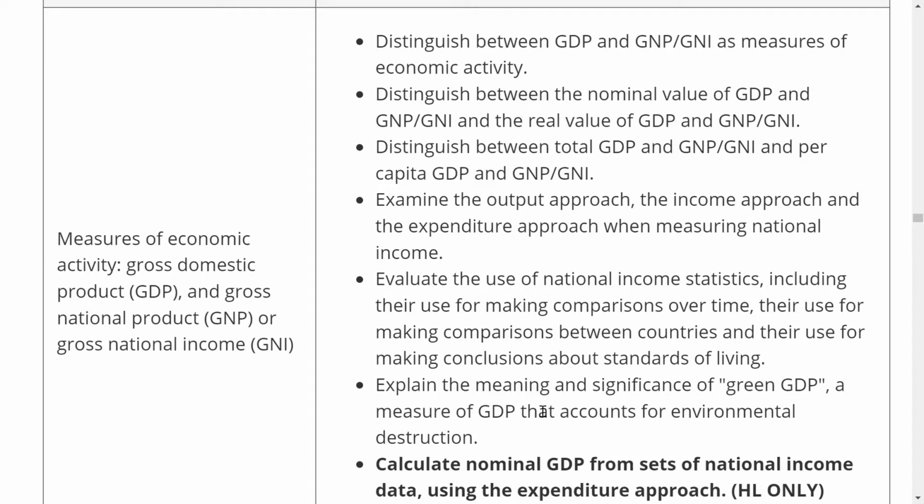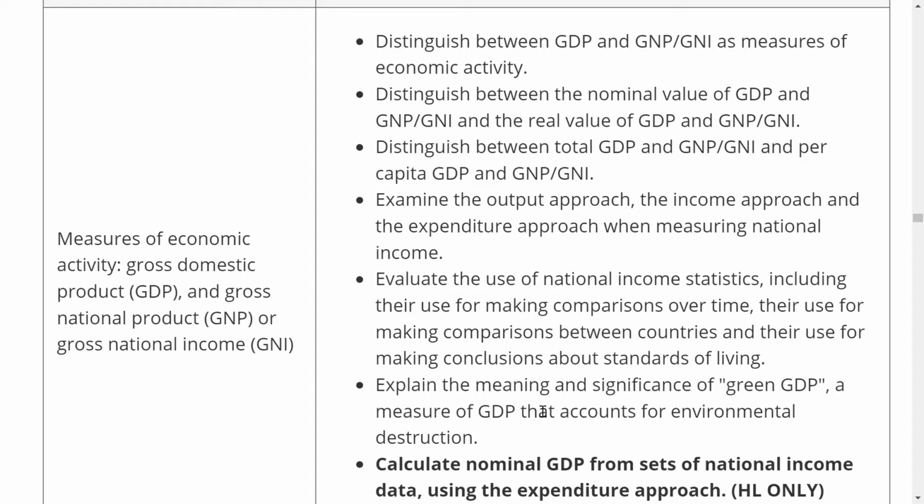Gross national product and gross national income. Gross national income accounts for the companies in other countries. For example, McDonald's is an American company. However, the income of McDonald's companies in China is not accounted for in the GDP of America, but it is accounted for in the gross national income of America, since McDonald's is an American company.